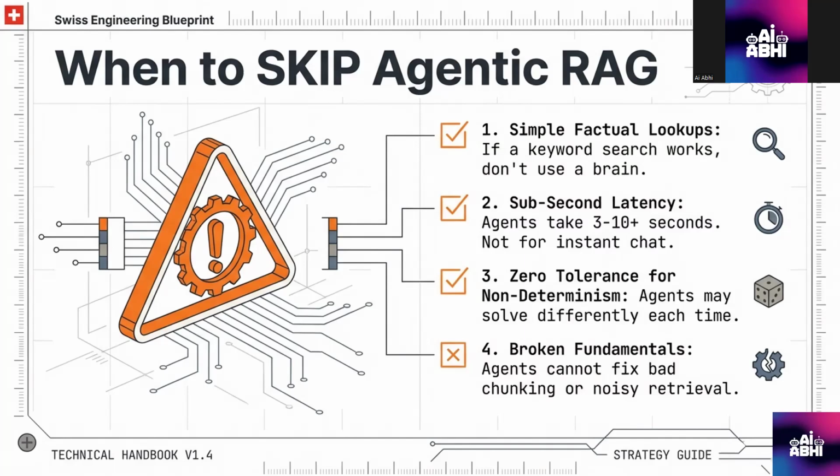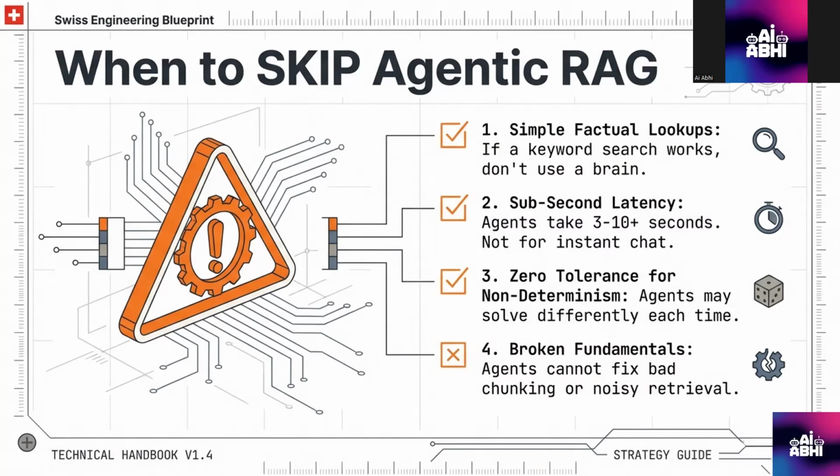Don't use it when latency is critical. Each agent loop adds time. A single ReAct loop might take around 3 to 10 seconds. If your user expects a sub-second response, agentic RAG will frustrate them.